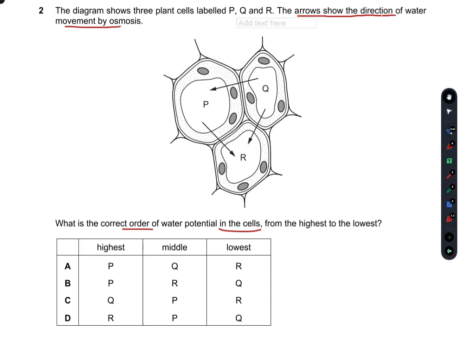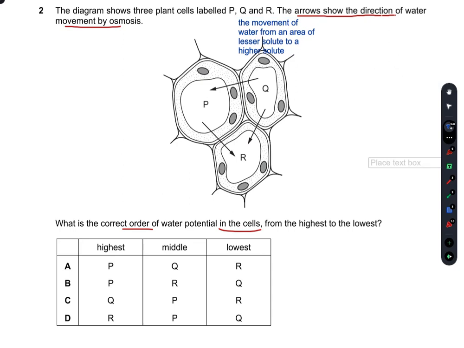Osmosis is the movement of water from an area of lesser solute to a higher solute. Means, it is the movement of water from an area of higher concentration to an area of lower concentration.